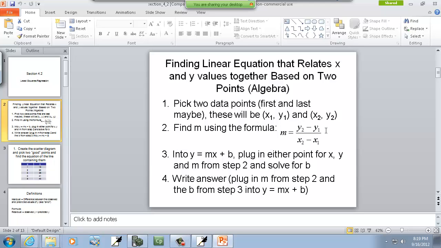These will be x1, y1, and x2, y2. Step 2, find m using the formula. m is equal to y2 minus y1 over x2 minus x1. Step 3, into y equals mx plus b, plug in either point for x, y, and m from step 2 and solve for b. And then write your answer. Plug in m from step 2 and b from step 3 into y equals mx plus b.